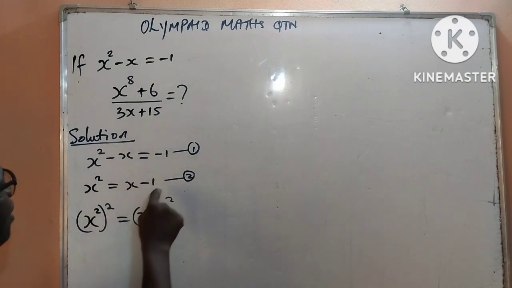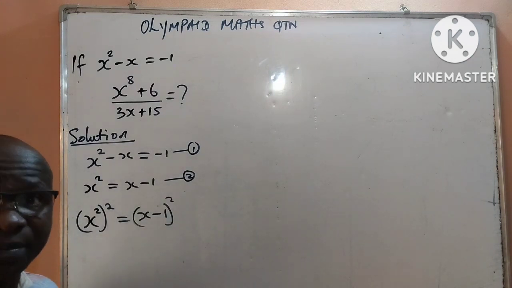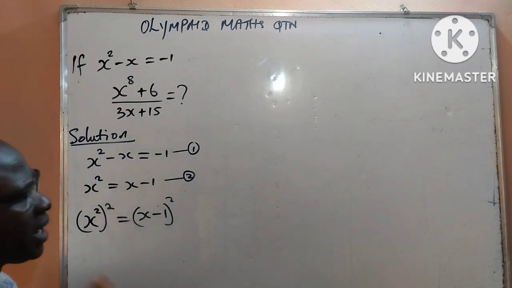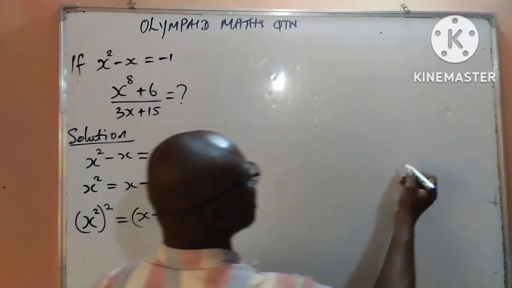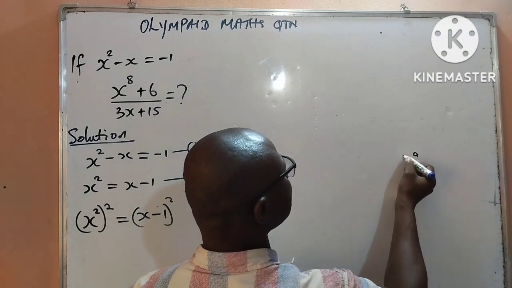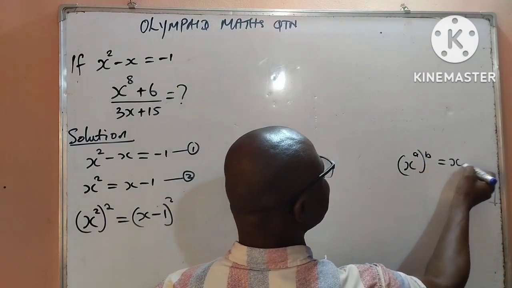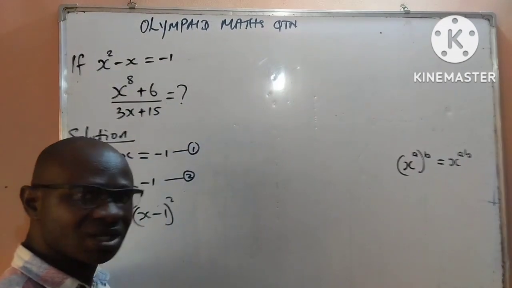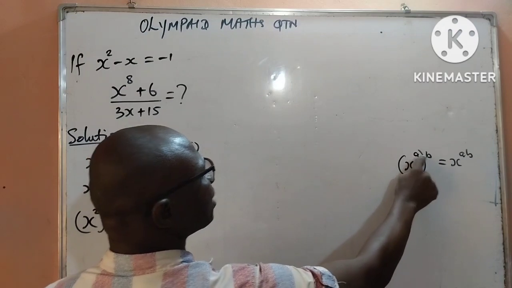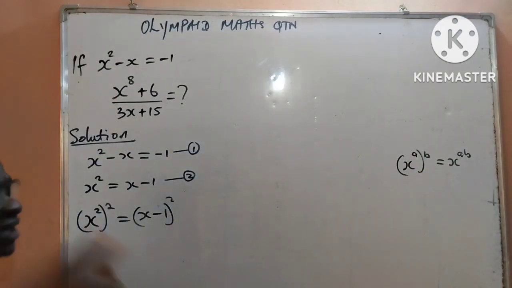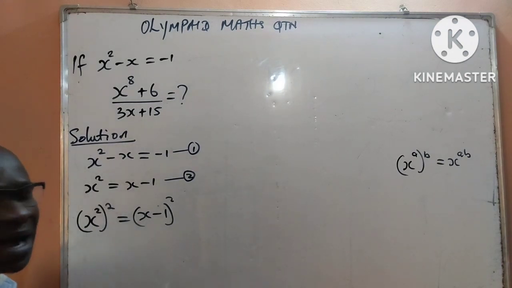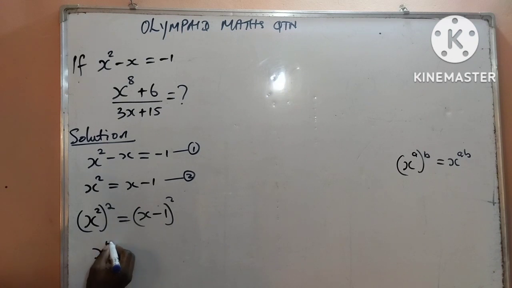In other words, from equation 2, I am squaring both sides. And from the law of indices, if x is raised to the power a all to the power b, it is equal to x raised to the power ab. In other words, the power inside the bracket will multiply the power outside the bracket. That implies that here, I can multiply the power 2 inside the bracket with the power 2 outside the bracket to get x to the power 4.